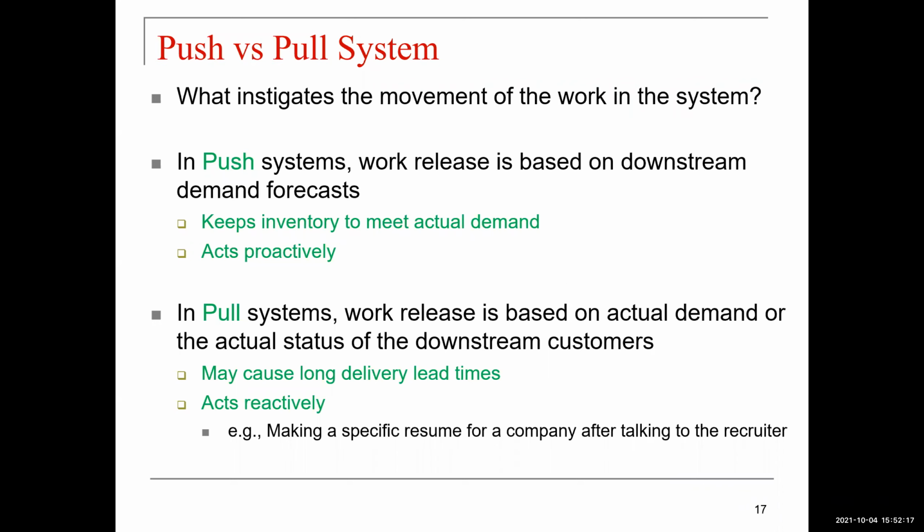In the pull system, which is what we discussed in terms of just in time, production is based on actual demand, or the actual status of the downstream customers. So what this is saying is, okay, I'm not going to base my production on historical data. I'm just going to wait for the customer to make an order, and then I'm going to produce based on those orders. But what that creates is long lead times, because the customer will have to wait to get that order, since it is produced when needed.